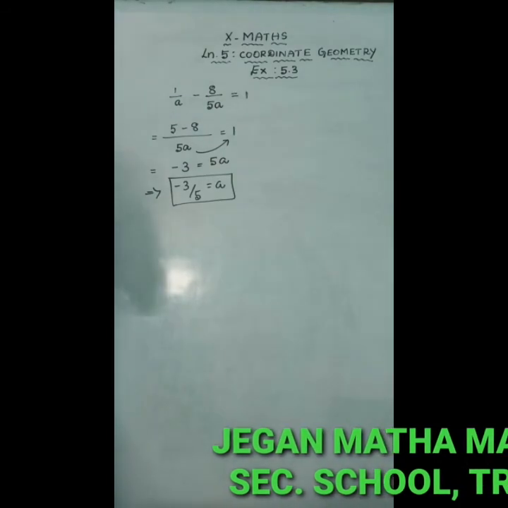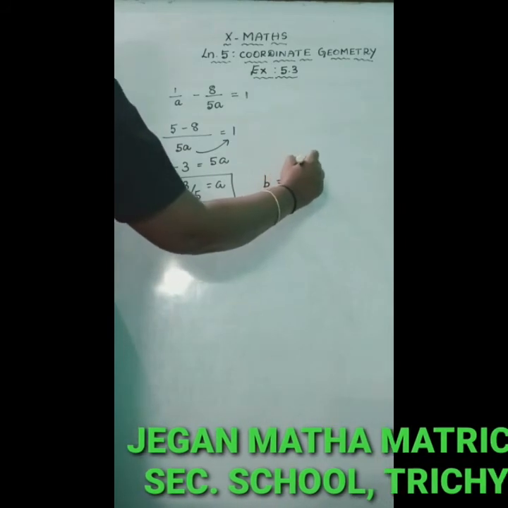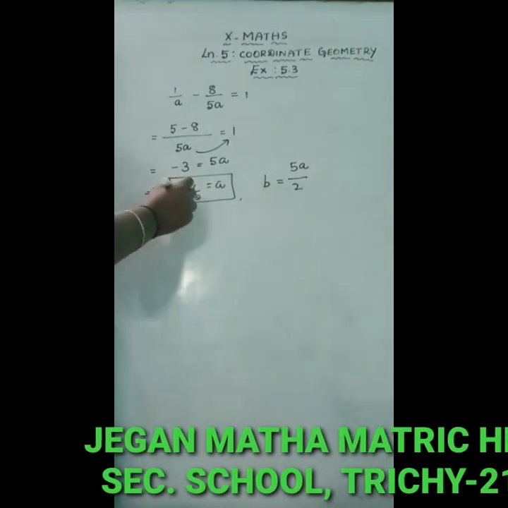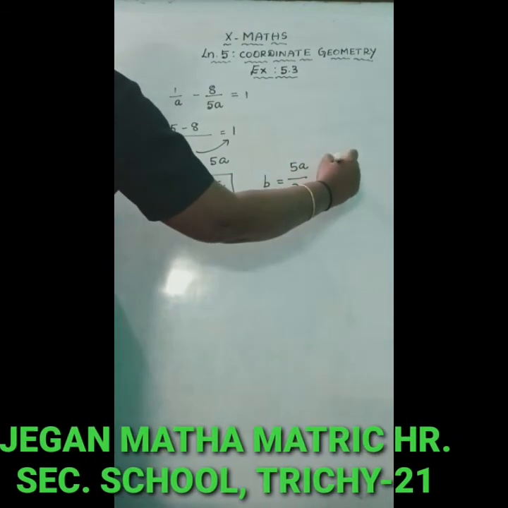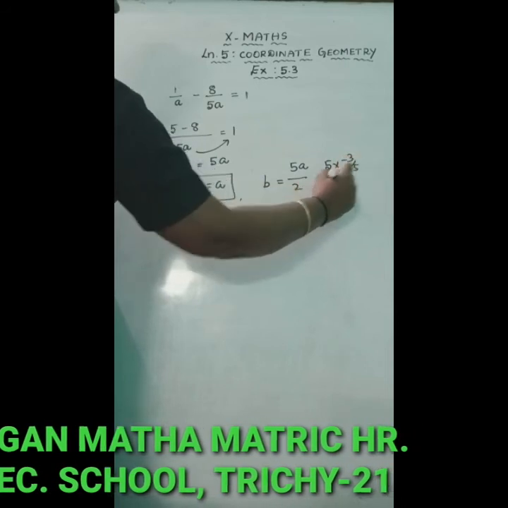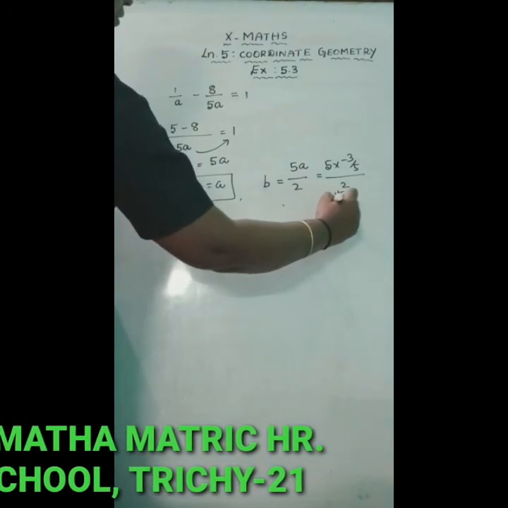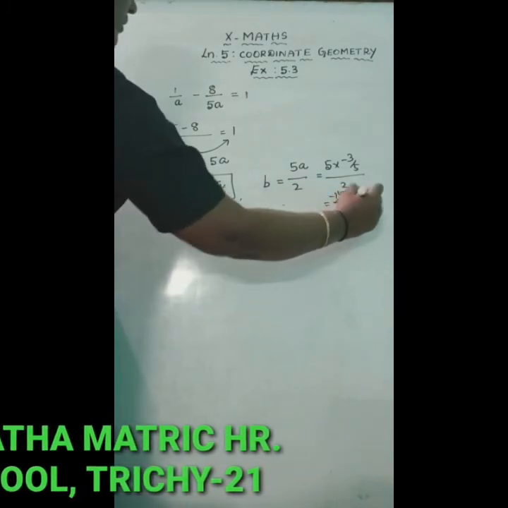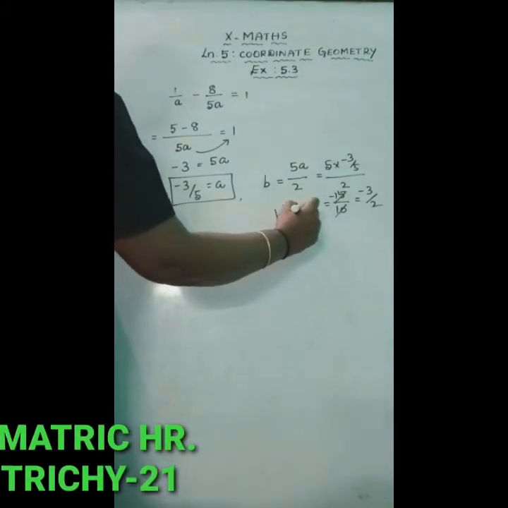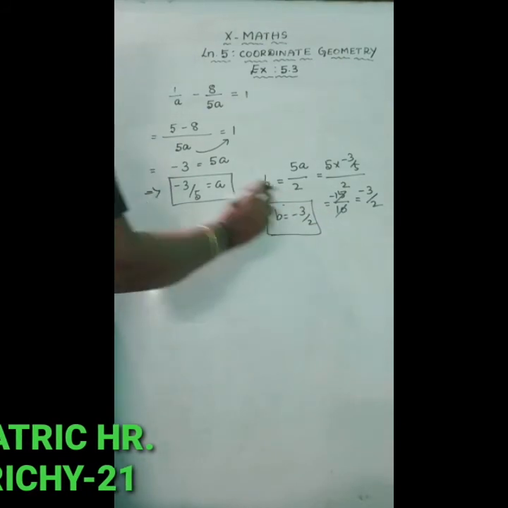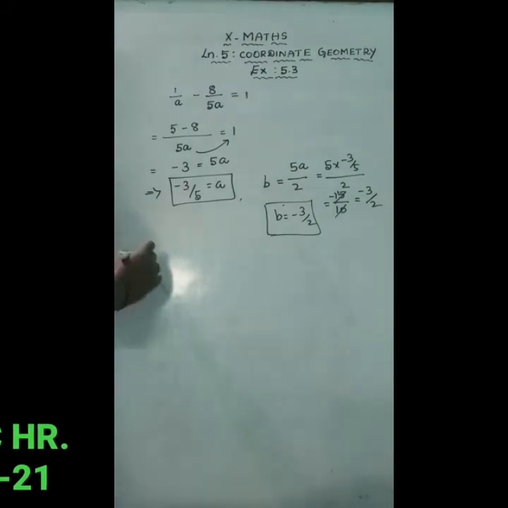Next we find the value of b. Here b is equal to 5a divided by 2. So minus 3 divided by 5 is substituted here. We have 5 into minus 3 divided by 5, divided by 2. So 5 threes are minus 15, divided by 5 twos are 10. Simplify by the fifth table: minus 3 divided by 2. So b is equal to minus 3 divided by 2. So the value of a is equal to minus 3 by 5, and the value of b is equal to minus 3 divided by 2.